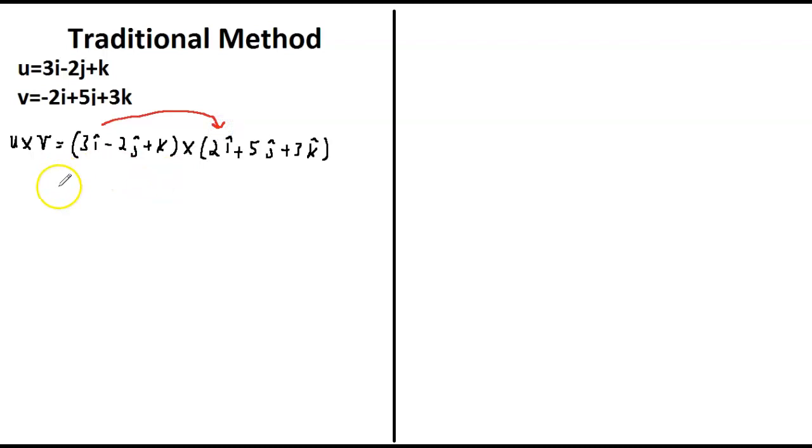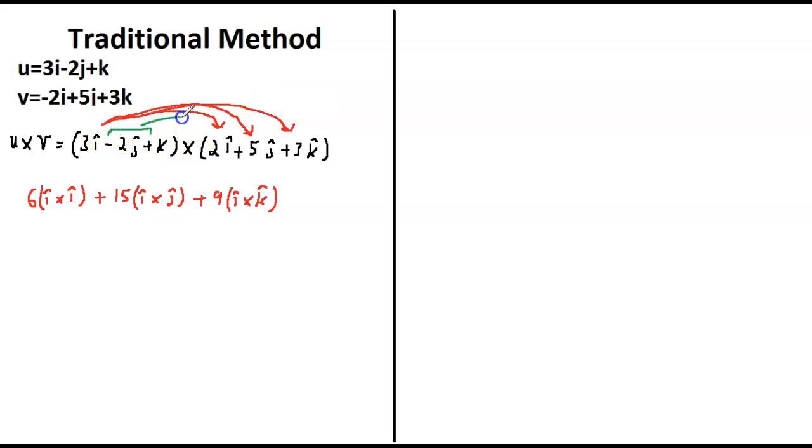So here we have our 3i times our 2i, which gives 6i cross i. We have our 3i times our 5j, which gives us a plus 15i cross j. Continue distributing the 3i. So 3i times 3k is 9i cross k. And now we'll distribute our middle term, the negative 2j, to the 2i, which gives us now a negative 4j cross j.